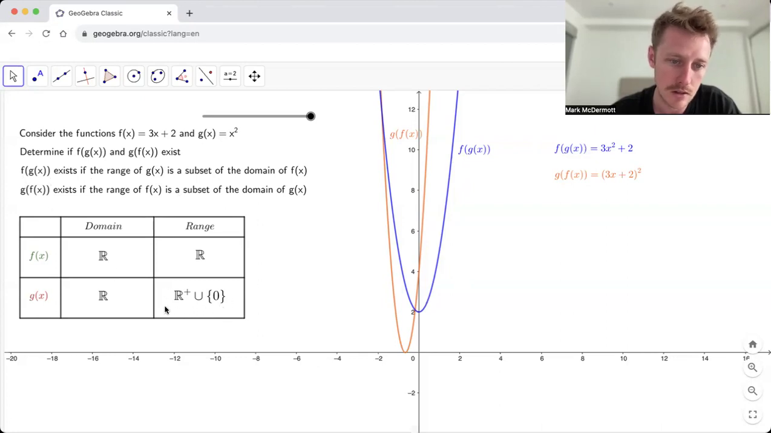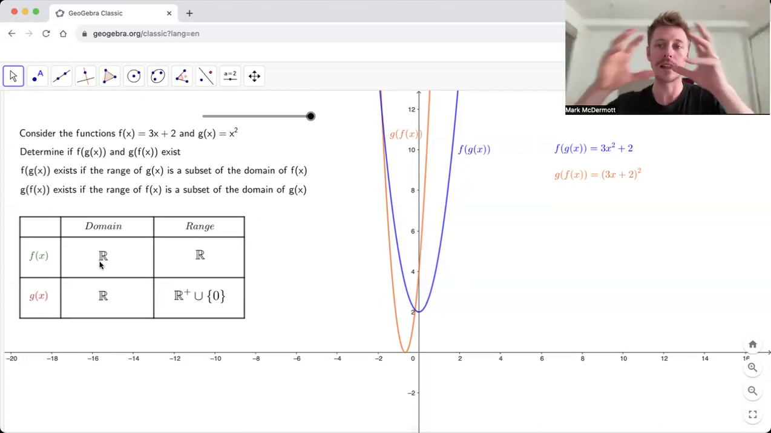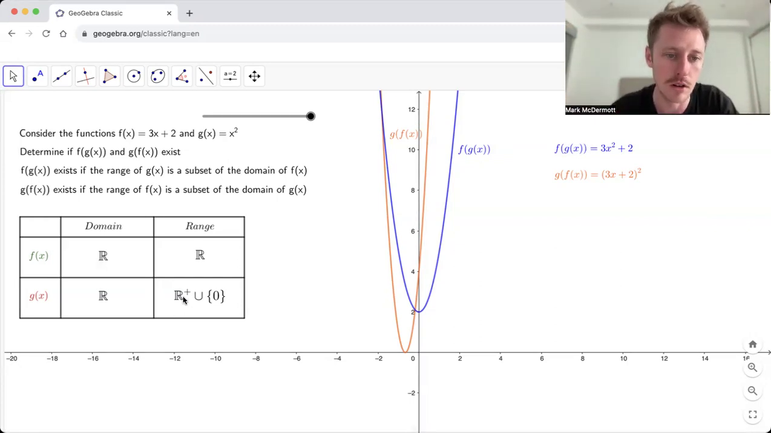Does this fit inside that? And hopefully you can see that it does. All real numbers is a larger set than all real positive numbers, including 0. So the range of g of x fits entirely within the domain of f of x. So we're all good, and the composite function exists, and that's what it looks like. It's that blue line.